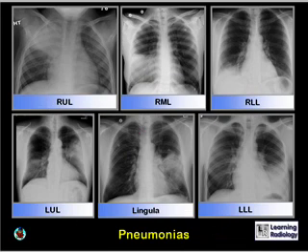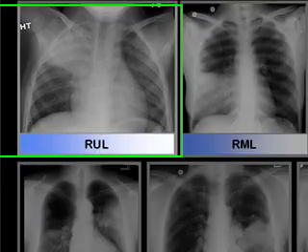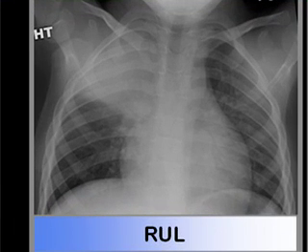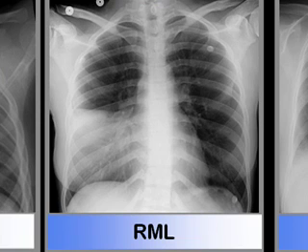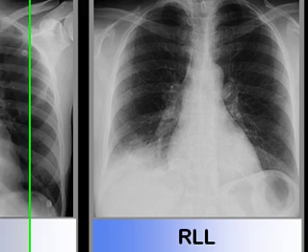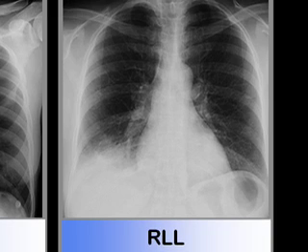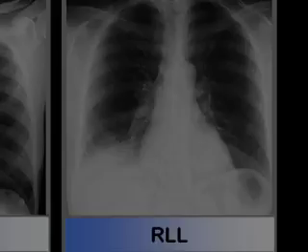As we get closer to the hemidiaphragm, the spine appears to be whiter. Here is a composite slide that shows what lobar pneumonias look like in each of the lobes of the lung. This is a right upper lobe pneumonia. The inferior border is produced by the minor fissure. This is pneumonia in the right middle lobe. In this case, the superior border is produced by the minor fissure, and the pneumonia obscures the right heart border.